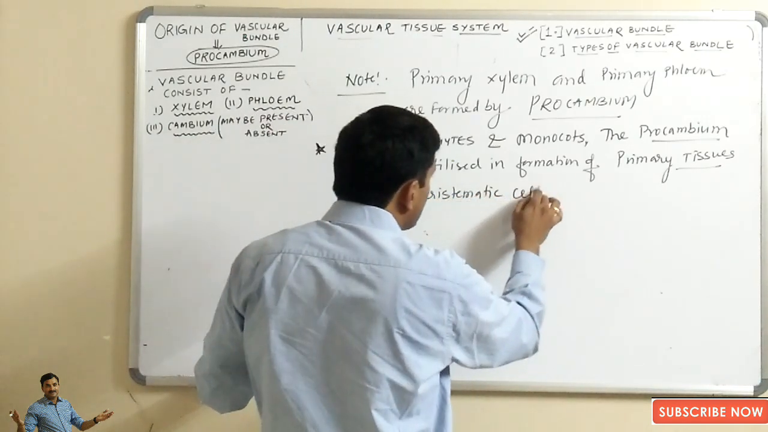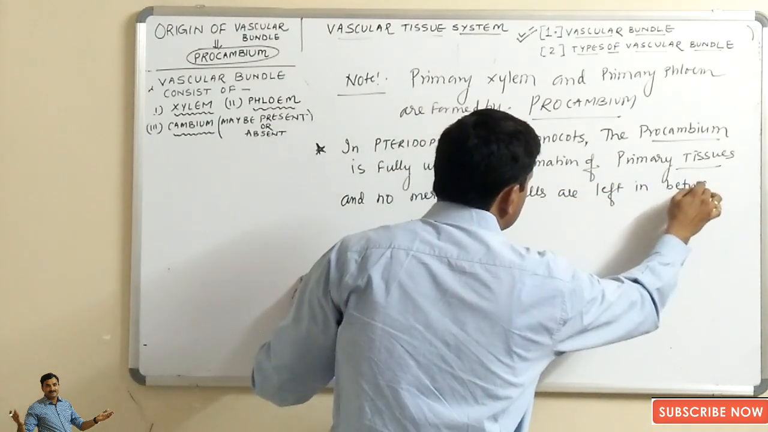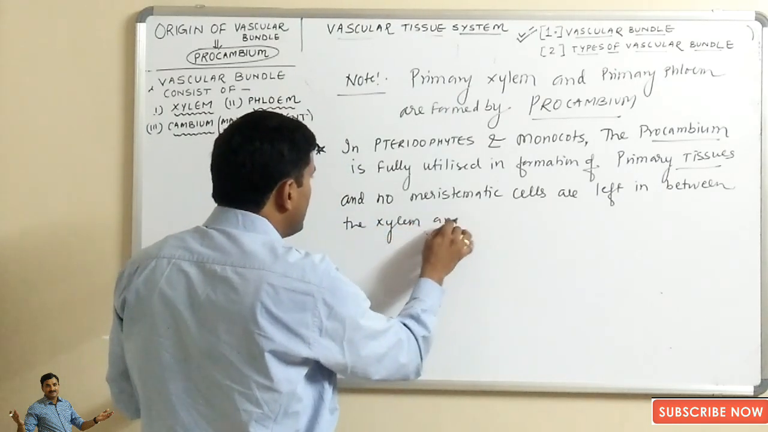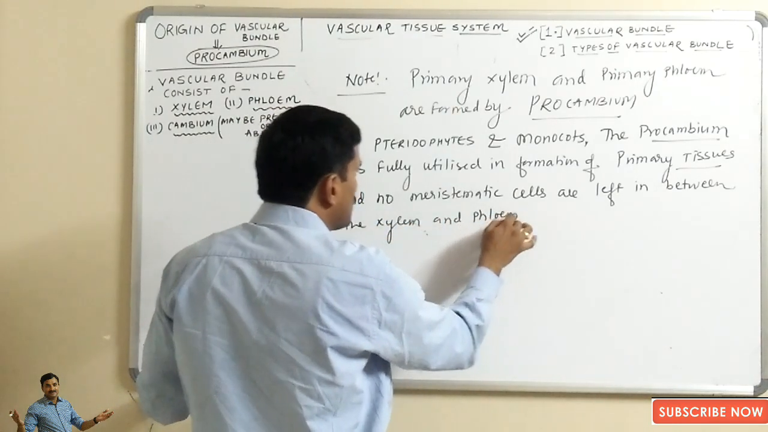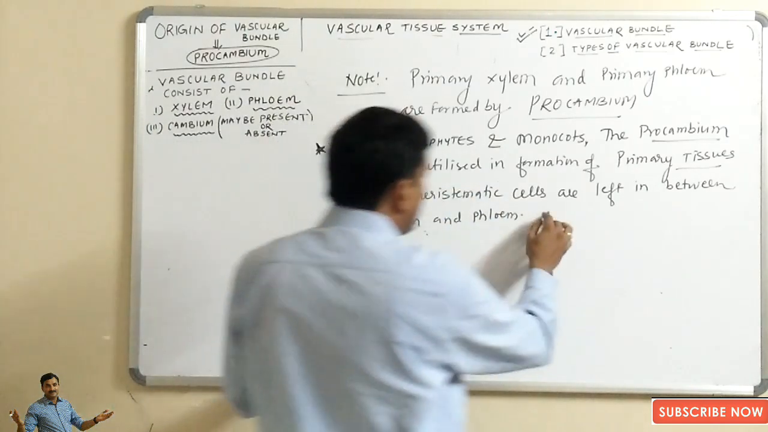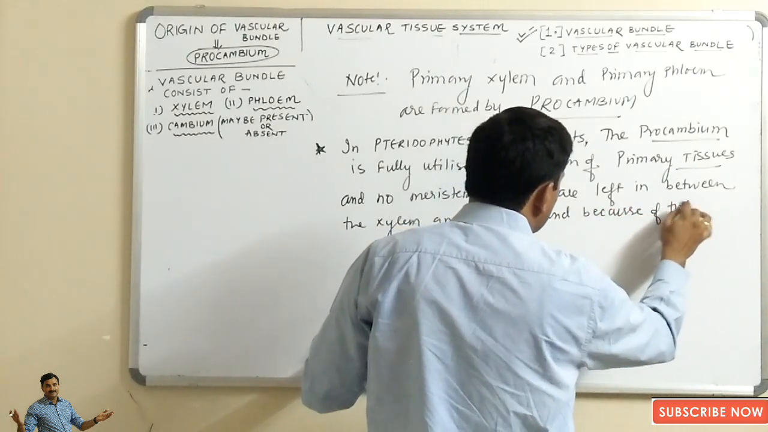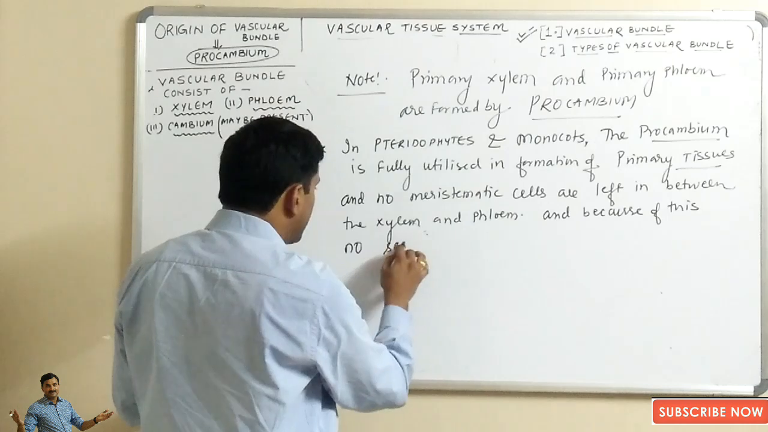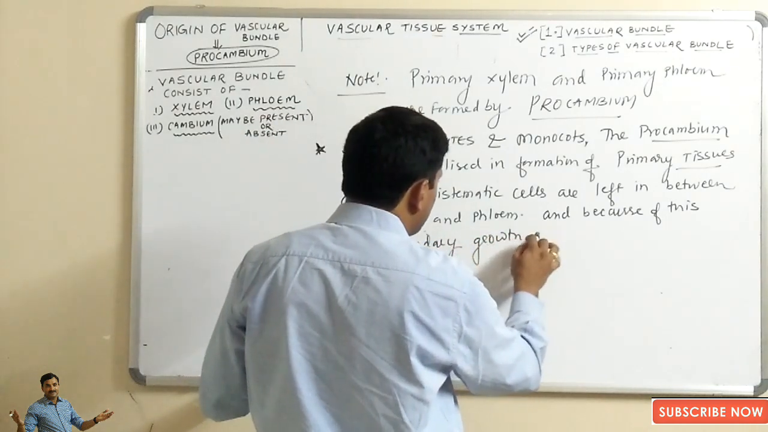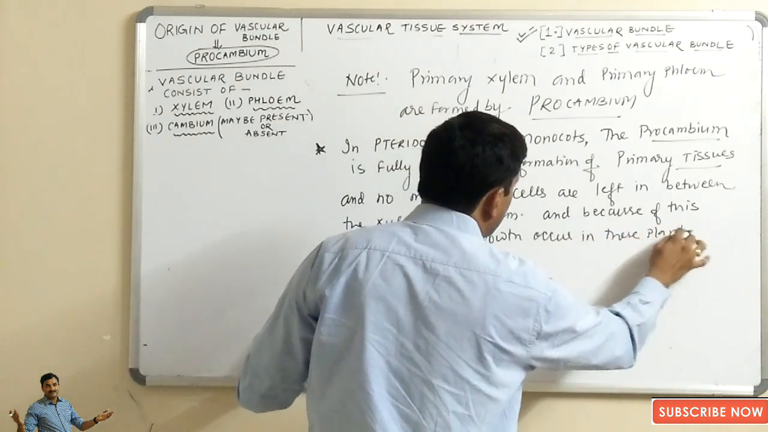No meristematic cells are left in between the xylem and the phloem, and because of this no secondary growth occurs in these plants. Very important point.